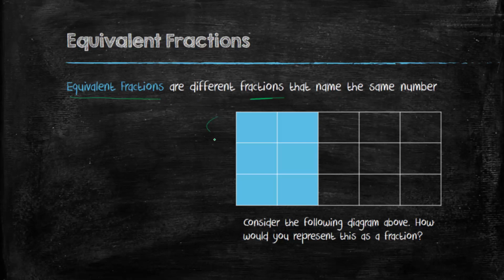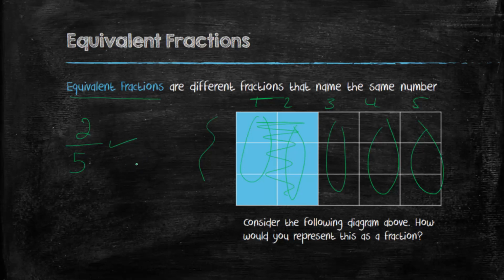So let's look at this diagram here, okay? Let's consider the following diagram. And how would you represent this as a fraction? Well, someone might say it's 2 out of 5. Would this be correct? Well, let's have a look. There are two columns that are shaded. That's one column, that's second column, out of 5 total columns, right? So this is column 1, column 2, column 3, column 4, column 5. Two columns are shaded out of 5, 2 out of 5. That would be a correct way of representing it.